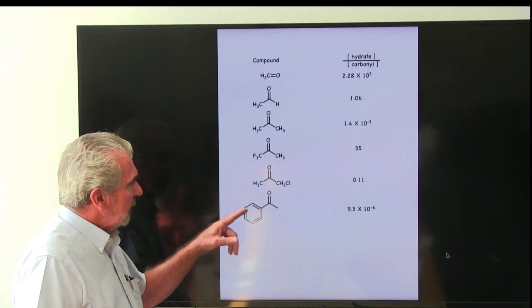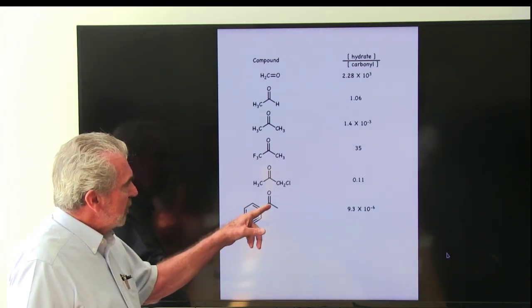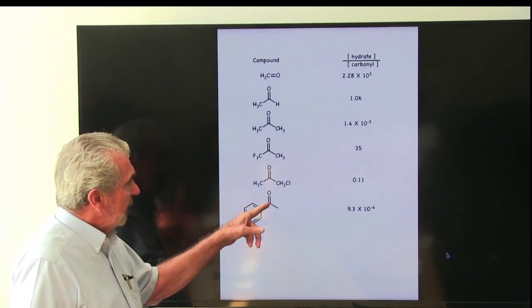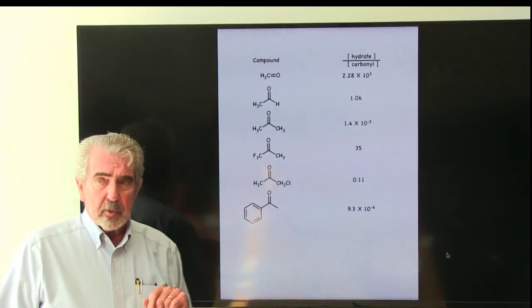Well, yeah. Okay. So another way of putting that is that the positive charge that would develop here to make it reactive is going to be delocalized around the whole ring.